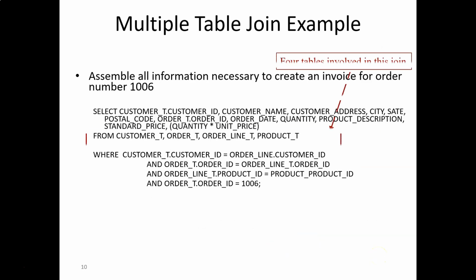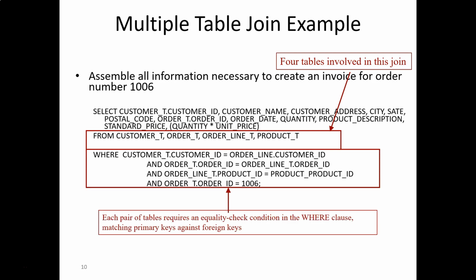So far, the examples we have seen only involve two tables. What if you need to join more than two tables? Here is an example of if you want to join more than two tables. Assemble all information necessary to create an invoice for order number 1006. In this case, you need information from multiple tables. You need information from the customer table, the customer who placed the order 1006. You also need information from the order table. And you also need information from the order line table as well as the product table. So this is the SQL statement to answer this question.